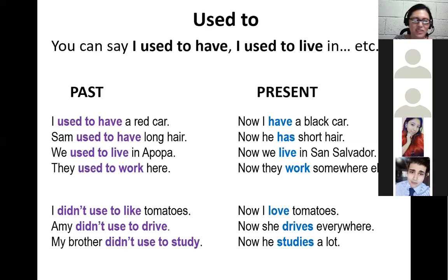You're welcome. I used to live in San Vicente. Now I live in Apastepeque. I didn't used to travel to other countries. Now I want to visit Guatemala, and I am thinking to travel to the United States. Wonderful. So that's something that changed with time, right? Okay, very good. Thank you very much.